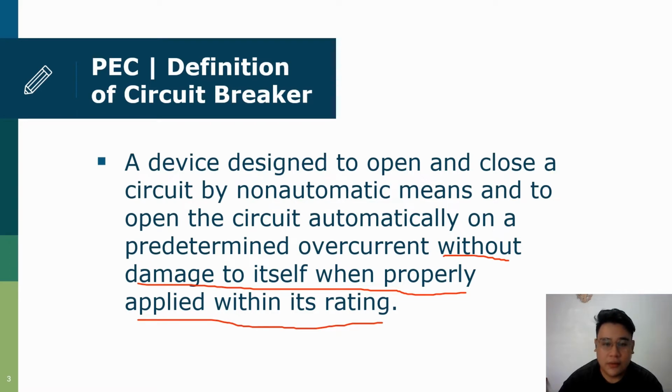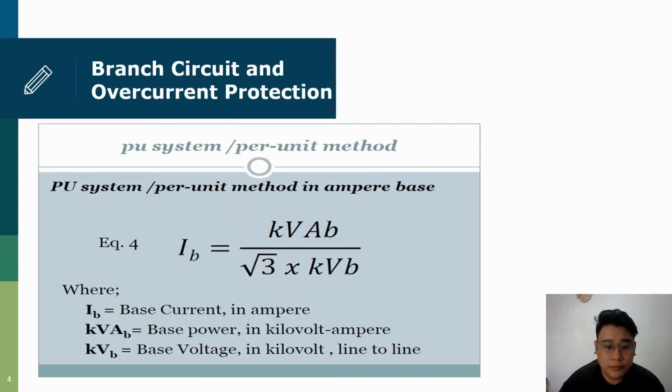So, next. Itong formula na to, gusto ko lang i-highlight dahil dyan tatakbo yung formula natin, which is IB equals kVAB over square root of 3 times kVB. Itong formula na to comes from Electrical Design Analysis, Voltage Drop, Short Circuit Calculations prepared by Romel V. Alcasabas, RME, MEPF. So, i-take note lang po natin yung formula na to.